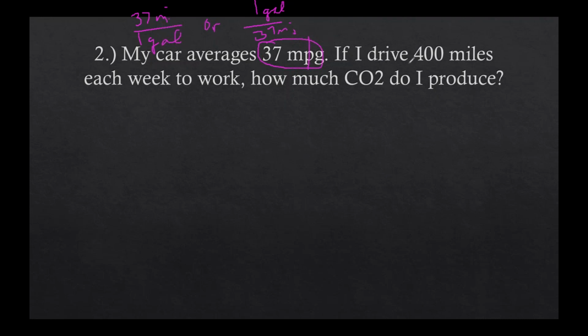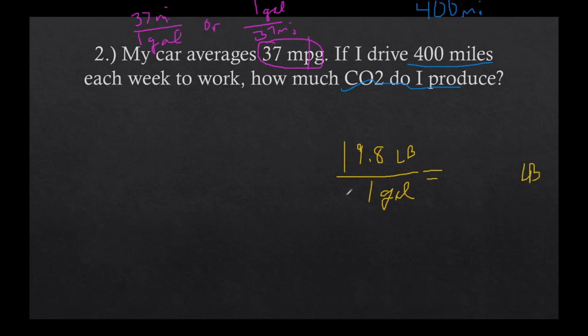Because remember from earlier, every identity ratio can be written 2 different ways. All right, so I have those two. I have 400 miles. And the question is, how much CO2? Well, if you think back, I know we're talking about gas because we're talking about driving, and therefore I have to use 19.8 pounds is 1 gallon of gas. And the question is, how much CO2? So I know my final answer should be in pounds.